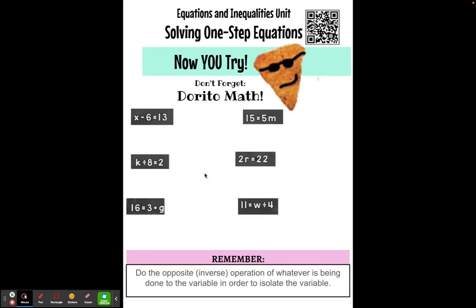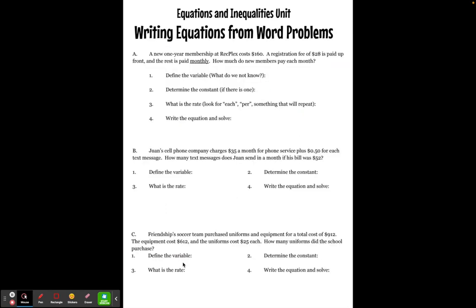So again, here are more practice problems. And then this QR code up at the top, if you scan it, it will actually walk you through all of these practice problems. My main thing is just to remember, you are going to do the opposite operation to whatever is being done to your variable, and you need to do it to both sides, okay?